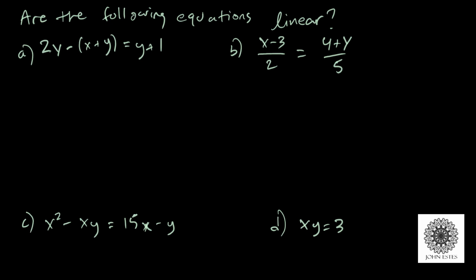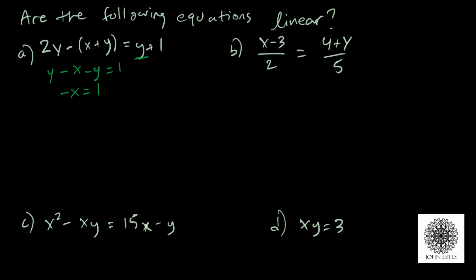Alright, so here we are. Are the following equations linear? For part A, we have 2y minus quantity x plus y equals y plus 1. At first you might want to say, well, that's not ax plus by equals c. But I think we can write it that way, so let's try it. First of all, I'm going to bring this y over to the other side. So I have 2y minus y gives me 1y. I'm going to distribute that negative, and then y minus y cancel out, so we end up with negative x equals 1.